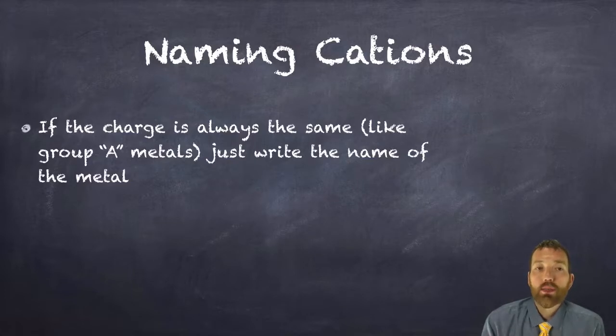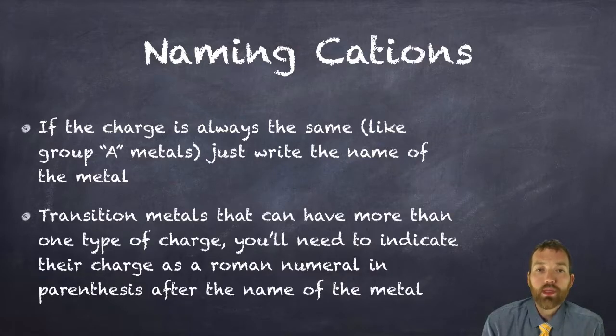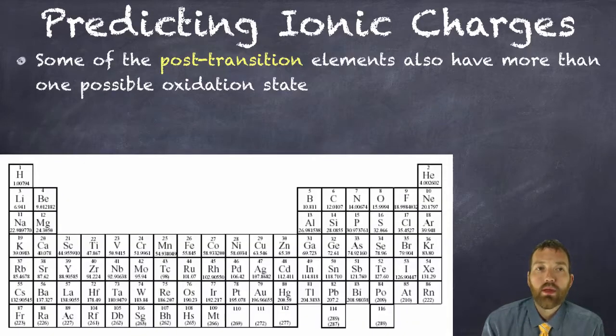If the charge is always the same, like a group A element, all you have to do is write the name of the metal and then add the word ion. Transition metals that have more than one type of charge, you need to indicate the charge as a Roman numeral in parentheses after the name of the metal.